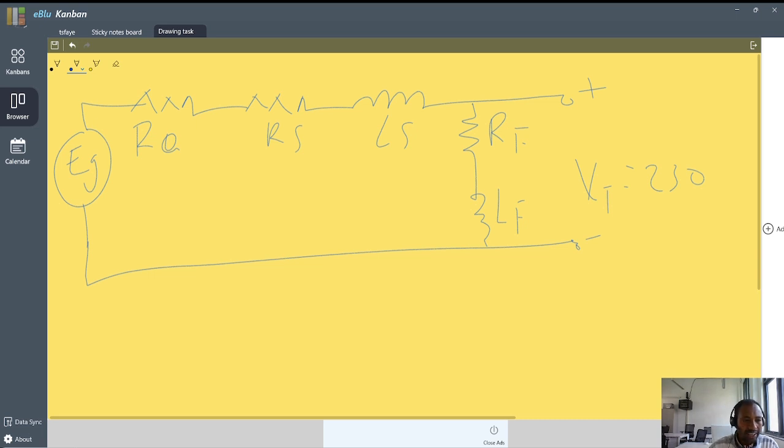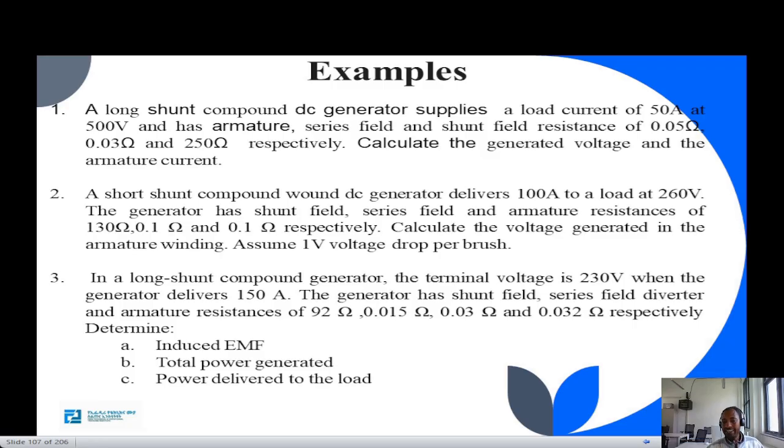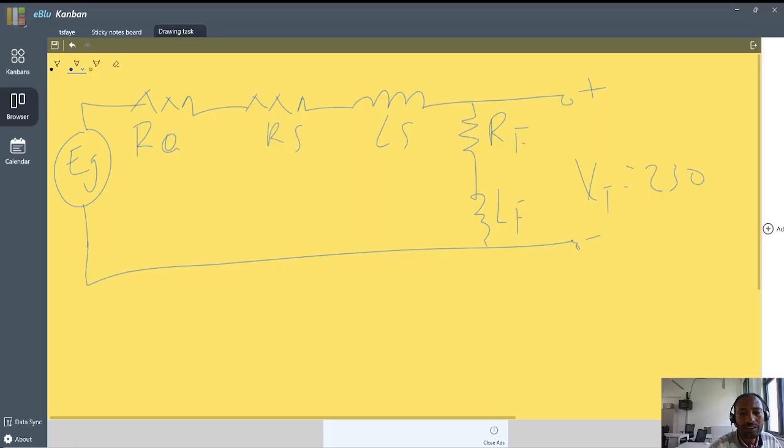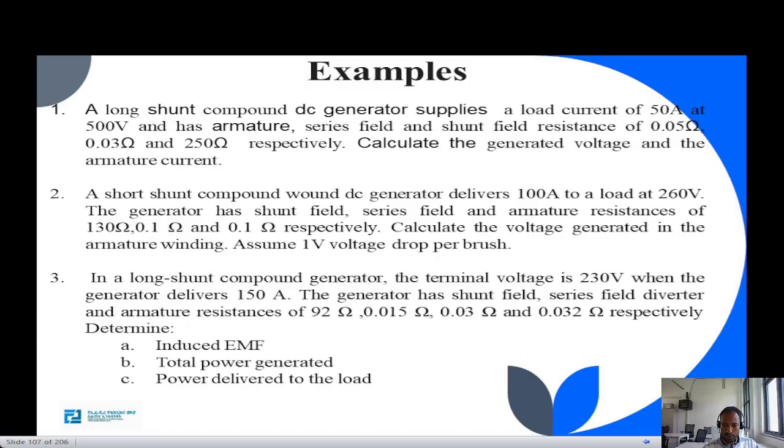It's already given. And what is given additionally? Diverter resistance. This diverter resistance is going to be connected in parallel with this series winding. So we add here the diverter resistance, R diverter. It is connected like this. Okay, now three things are requested from this: the induced EMF, total power generated, and power delivered to the load.